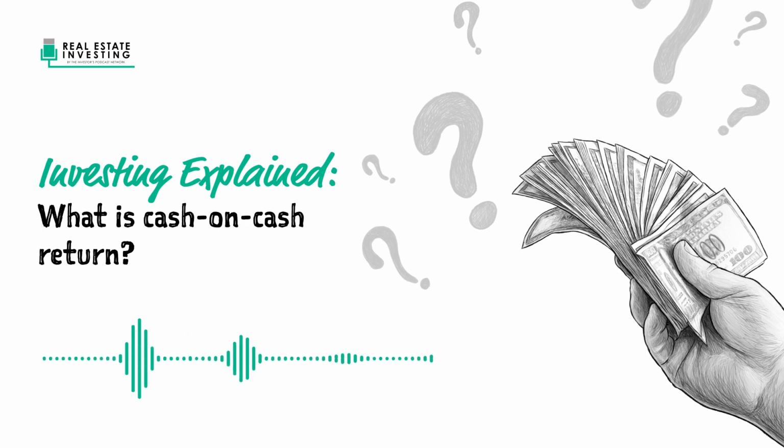So cash on cash return is basically just the amount of cash flow you're receiving based on the amount of cash you initially invested in the deal. So if you were to invest $25,000, you put 25% down on a $100,000 building, and you were to receive $2,500 a year in cash flow, that means your cash on cash return is 10%.